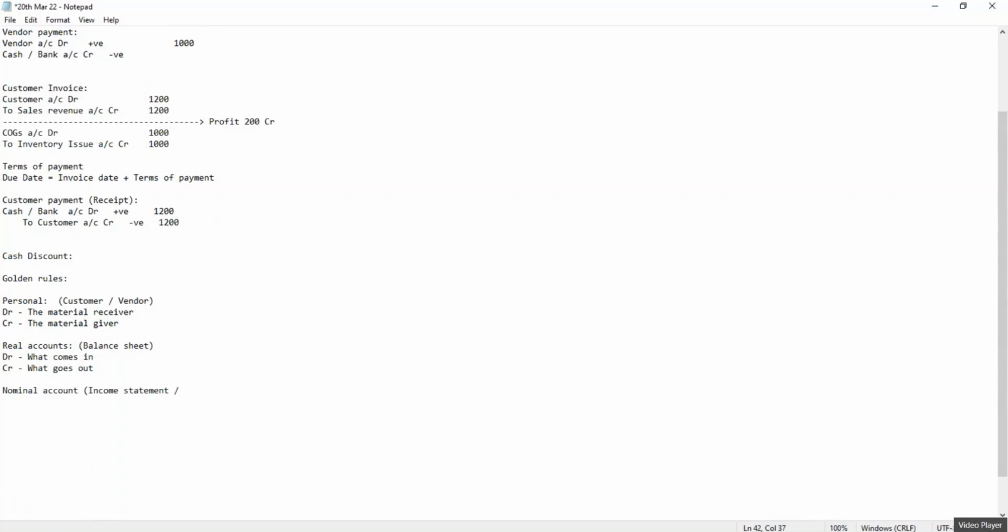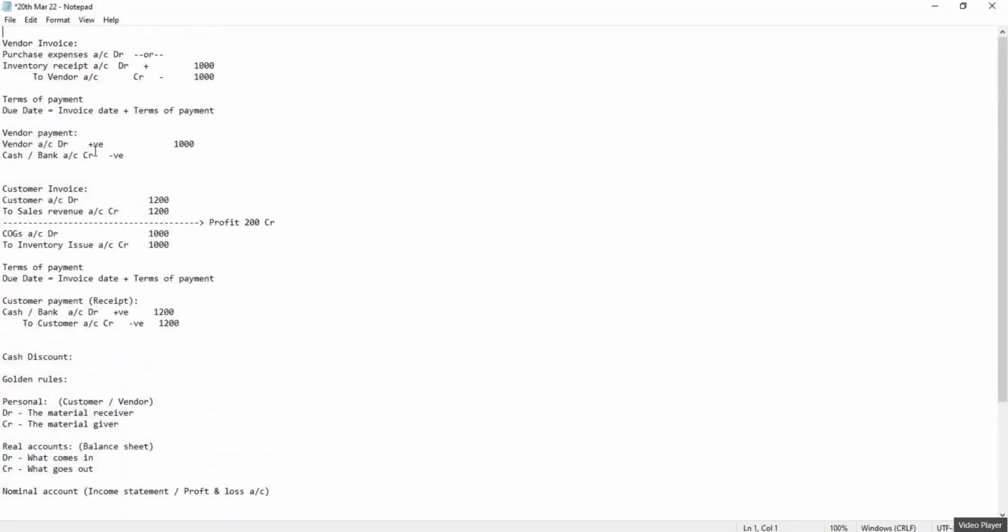Or income statement or profit and loss account statement. So debit means what comes in. Whenever we are receiving money, for the customer, I'm receiving money, positive. Credit means what goes out. The amount is going out. Here, credit.